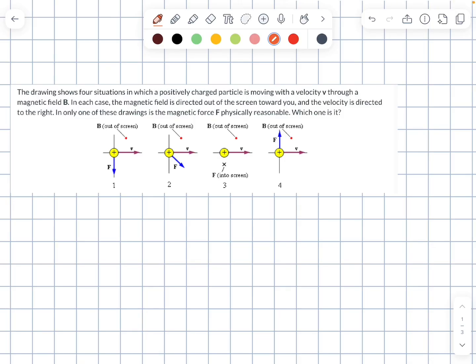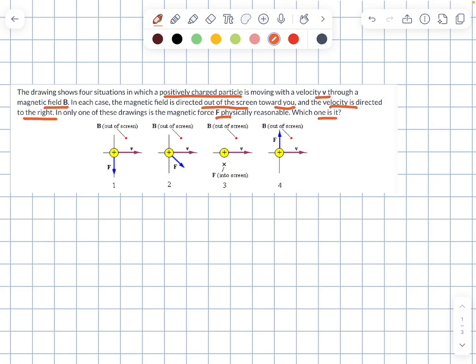It states the drawing shows 4 situations in which a positively charged particle is moving with a velocity v through a magnetic field B. In each case, the magnetic field is directed out of the screen towards you. Okay, this is good to know. And the velocity is directed to the right. In only one of these drawings is a magnetic force F physically reasonable.